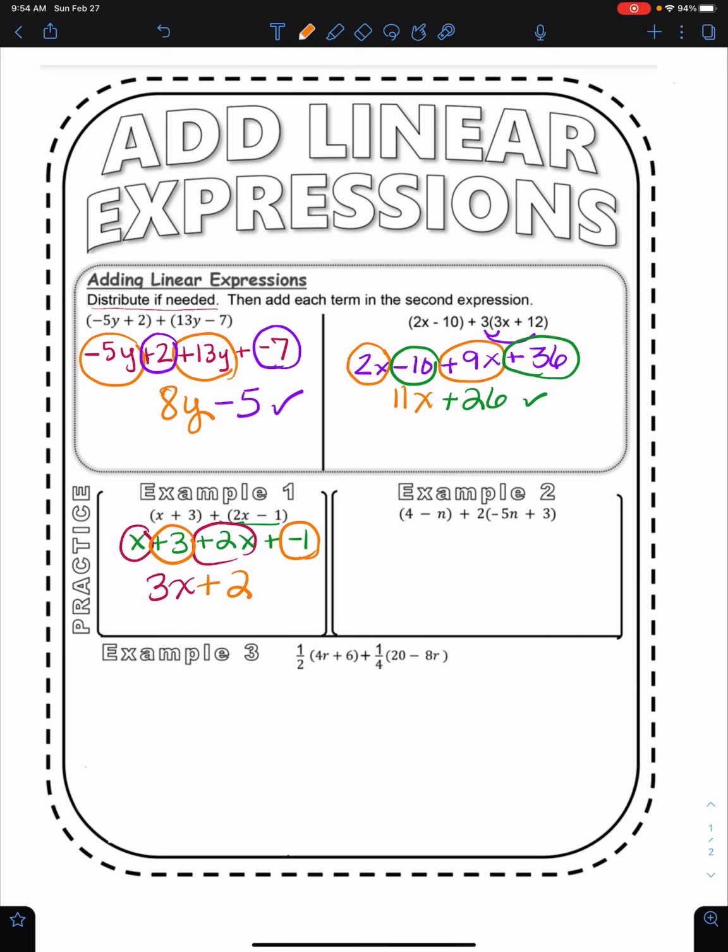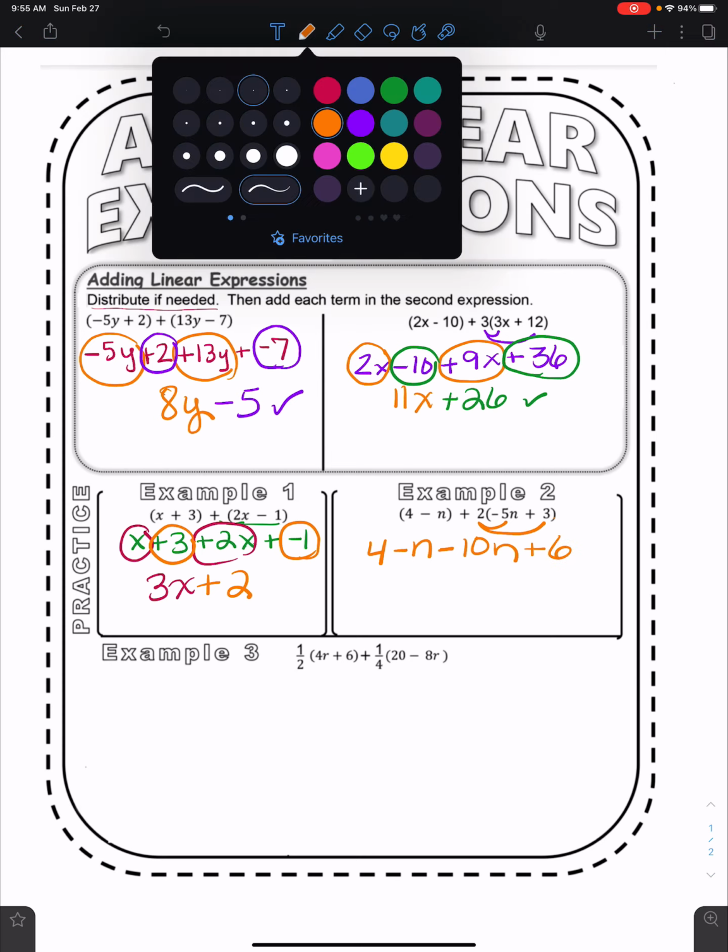In the last example over here, well, second to last, I'm going to distribute this 2. So I'm going to recopy the first expression. And then 2, I don't even need that plus sign. Let me take that out. 2 times negative 5n is negative 10n. 2 times negative 5 is negative 10. So I have negative 10n. And then 2 times 3 is 6.